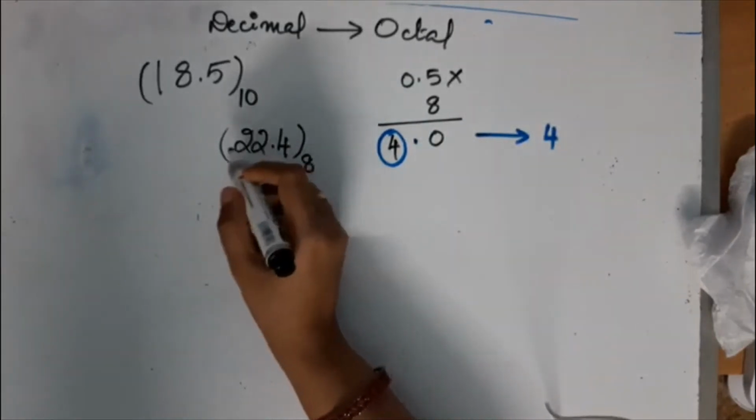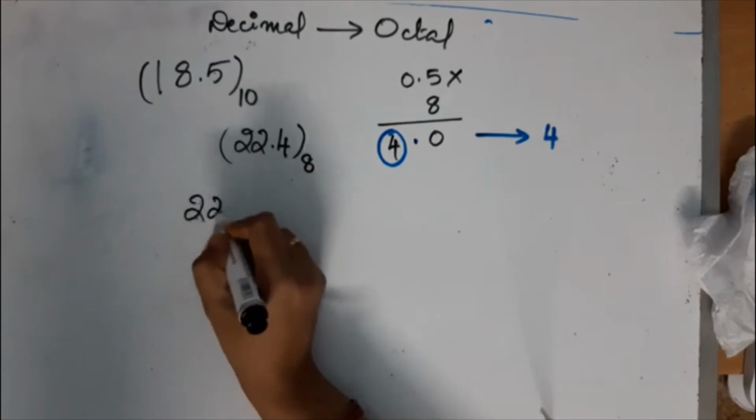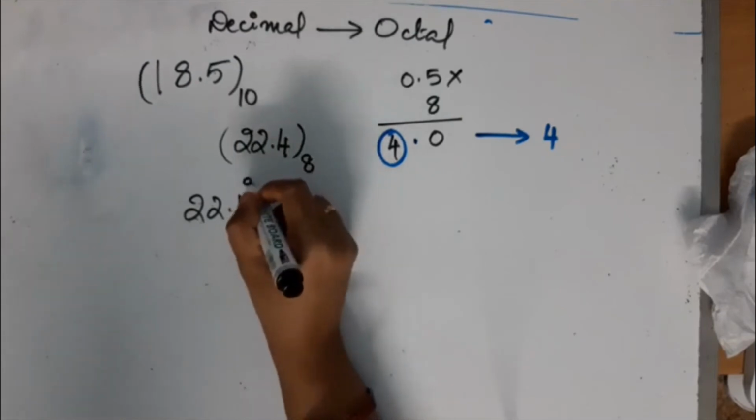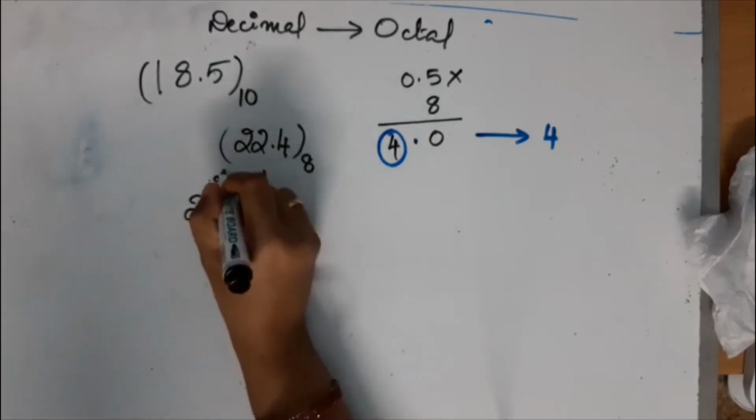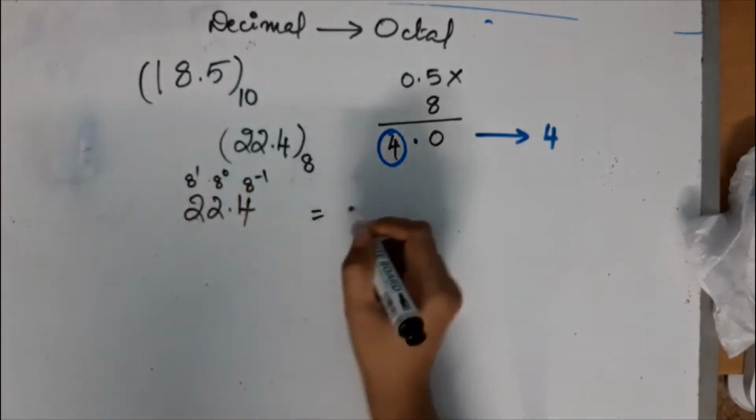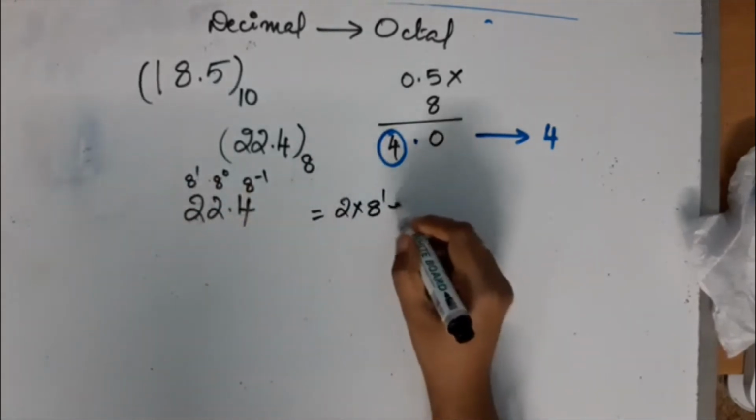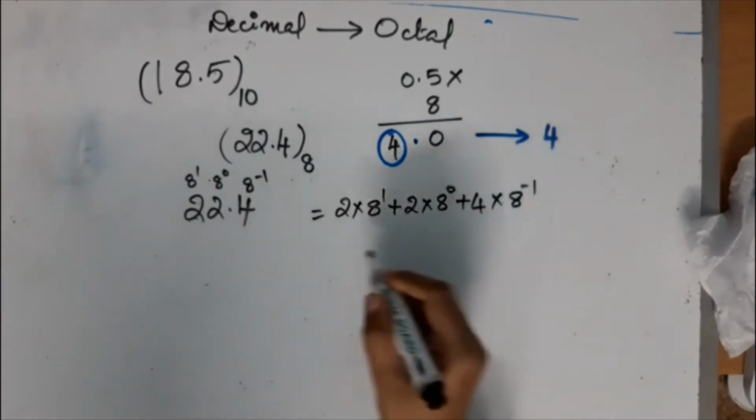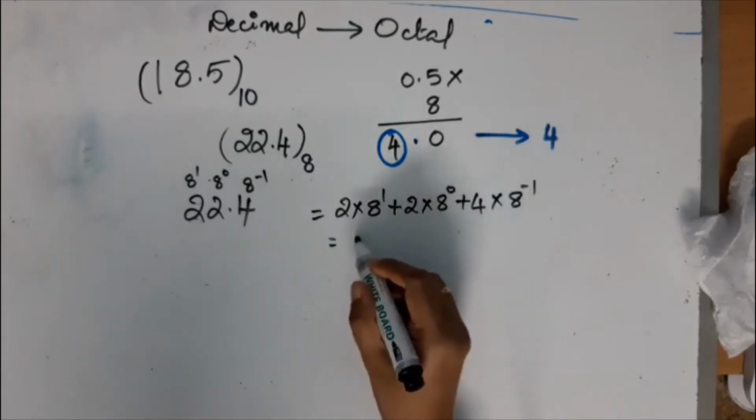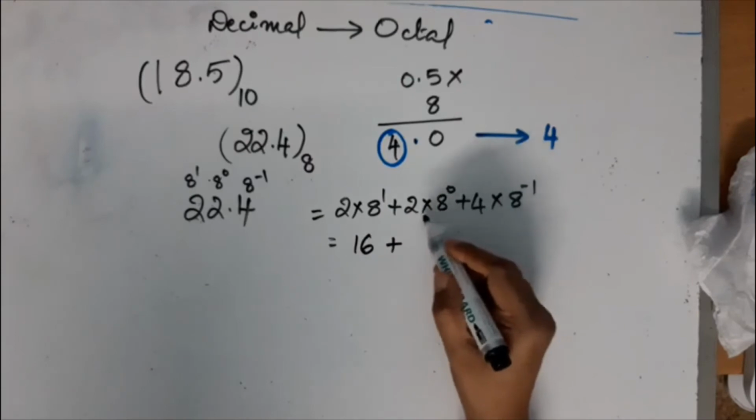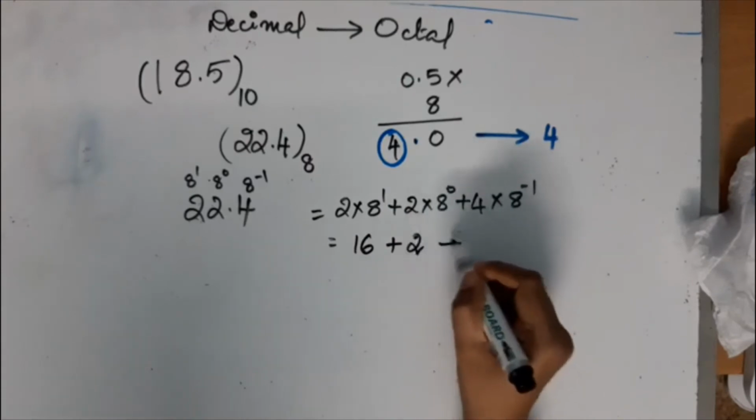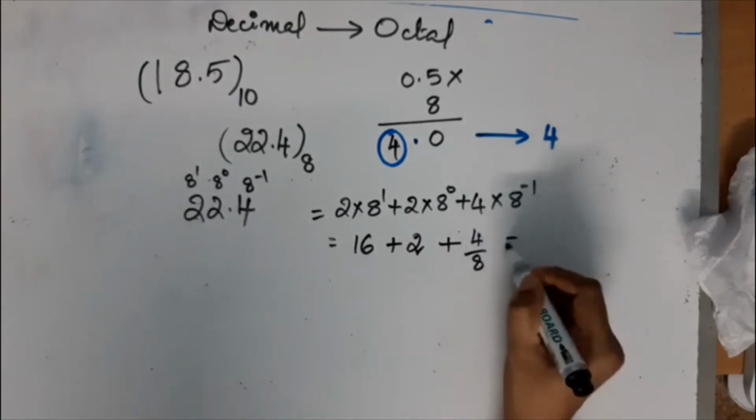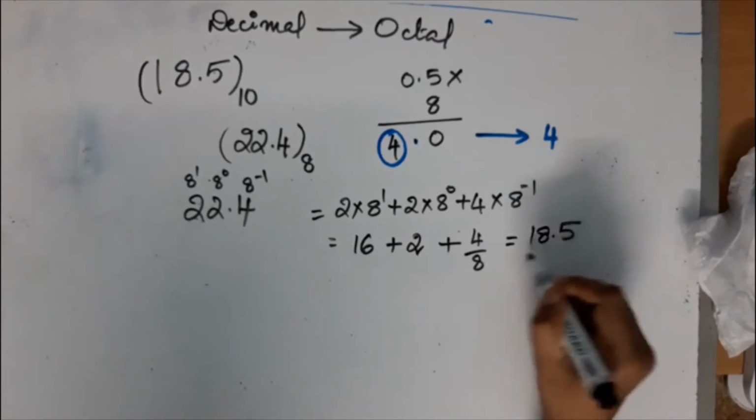Okay, 22.4. We are going to check whether it is 18.5. So this is 8 raised to minus 1, this is 8 raised to 0 and this is 8 raised to 1. So that will be 2 into 8 raised to 1 plus 2 into 8 raised to 0 plus 4 into 8 raised to minus 1. So that is 2 8s are 16 plus 2 into 1 is 2 plus 4 by 8, that is 1 by 2, that is 0.5, that is 18.5, hence checked.